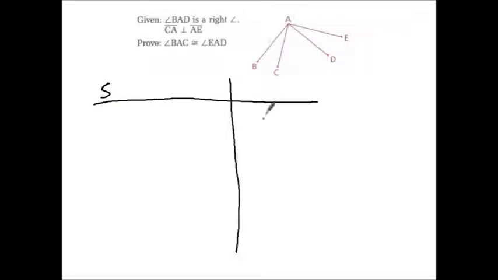Let's start off by writing my givens. First given, angle BAD is a right angle. The reason? Given. Now, again, I feel that it's important to always draw out my picture. That way I can mark it up. I know BAD is a right angle, so I'm going to put my right angle marking.